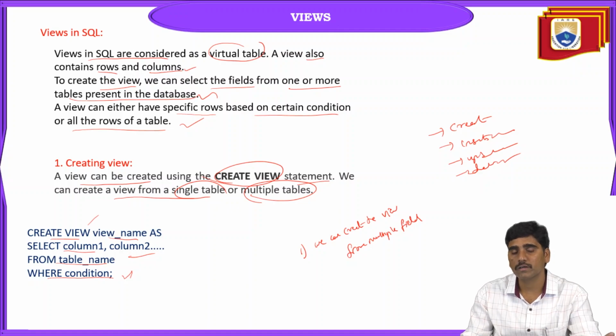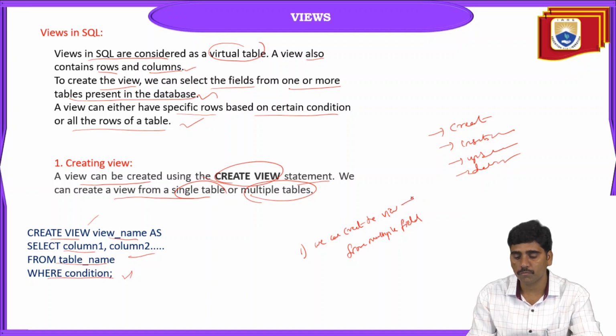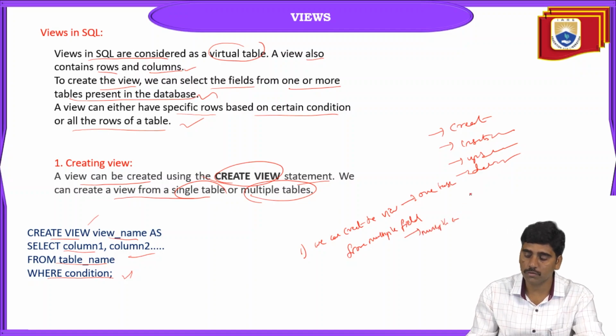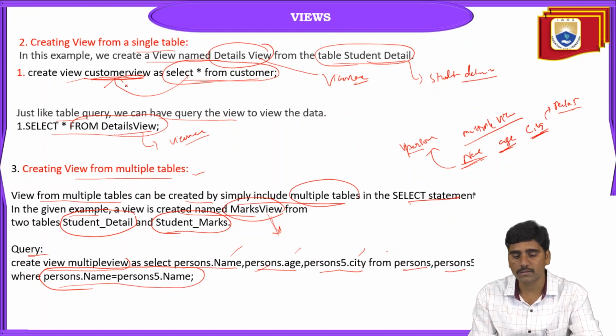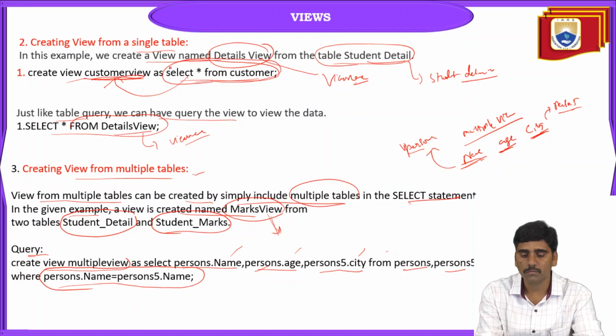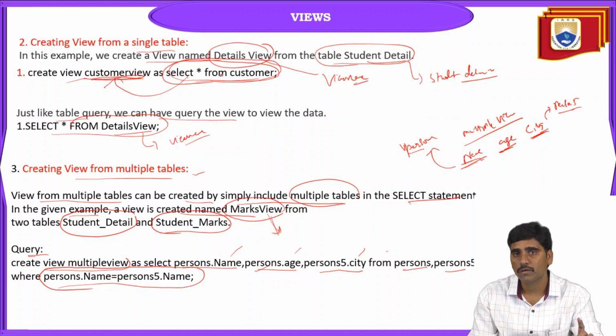So how are you going to create the view? We can create the view like creating a table. But here we can create the view from one table as well as from multiple tables. So how are we going to create it? Create view customer_view as select star from customer. That is nothing but creating a view from one table.